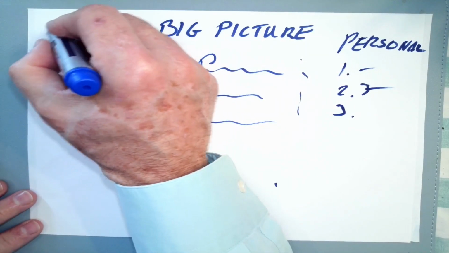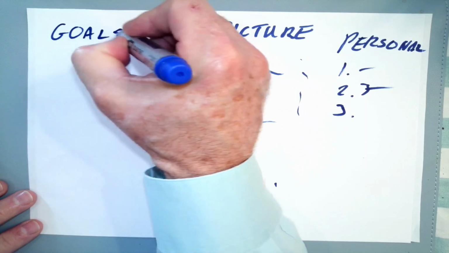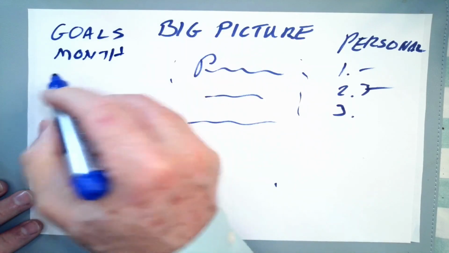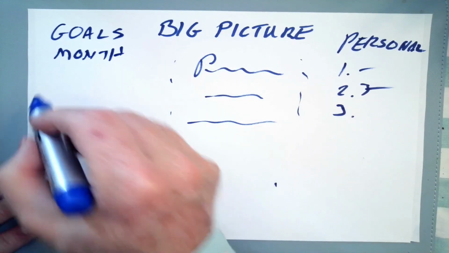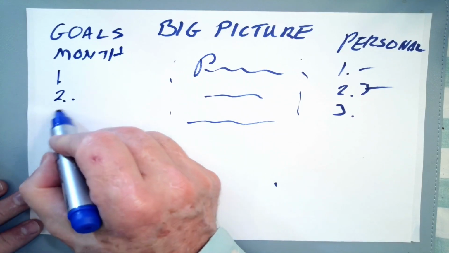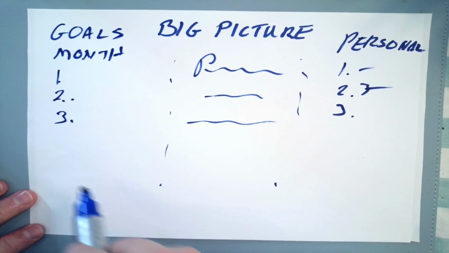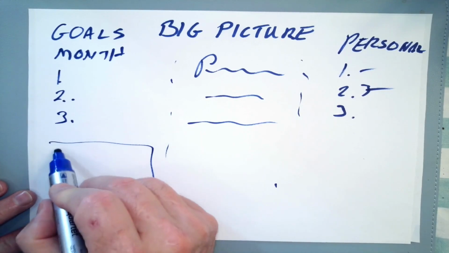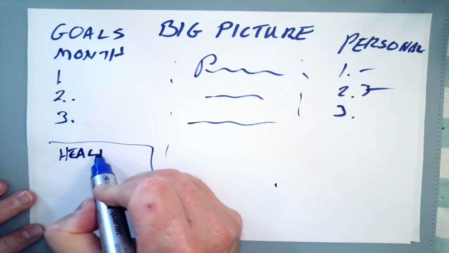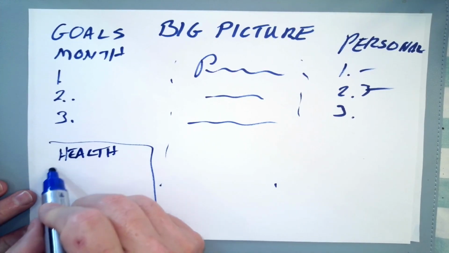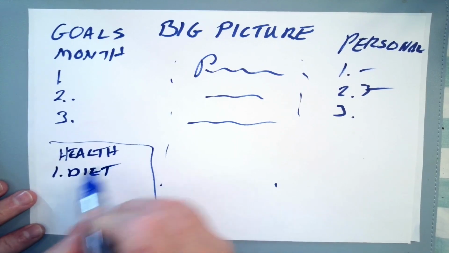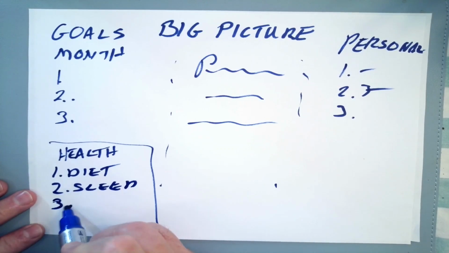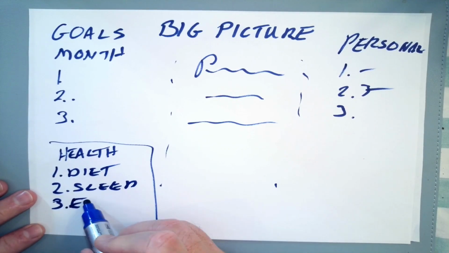Up here, let's talk about goals, and specifically for the month. The things I want to accomplish this month might be 1, 2, 3. You get the idea. That leaves a little space down here, and maybe I'll put health. I like to pay attention to my physical health and what I'm doing. We've got diet, we've got sleep, and of course exercise.